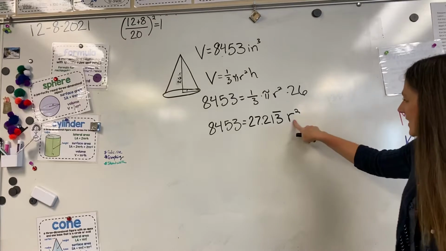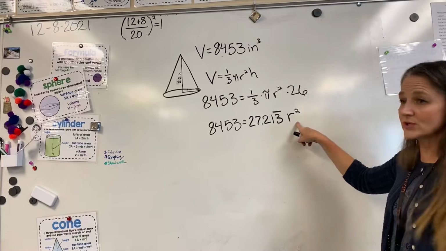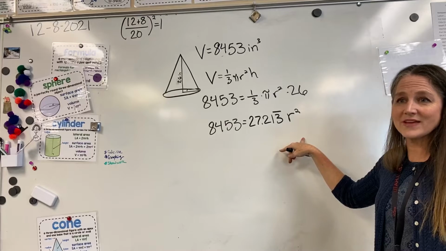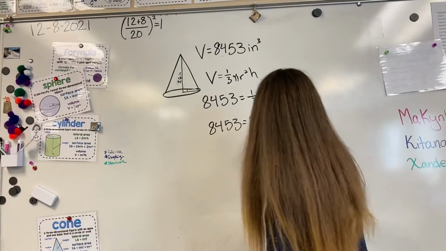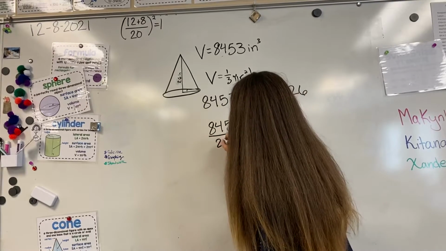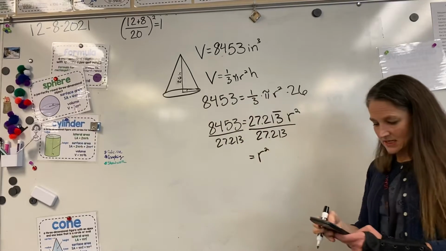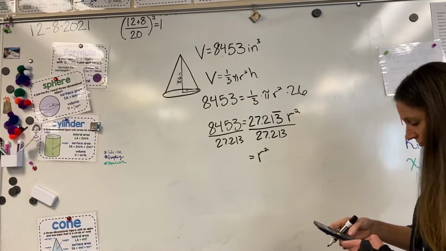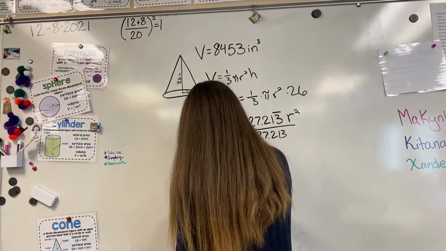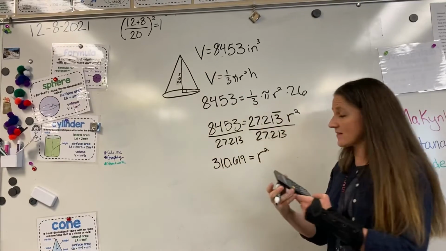How do I get the r squared alone? I have 27 point this stuff multiplied by r squared, so how do I get r squared alone? How do I do it, Sophie? Divide both sides. Divide by 27.213. So r squared is going to equal 310.619 and a bunch of stuff, but I'm not going to write them all down.